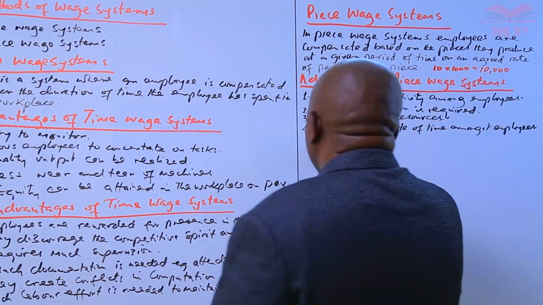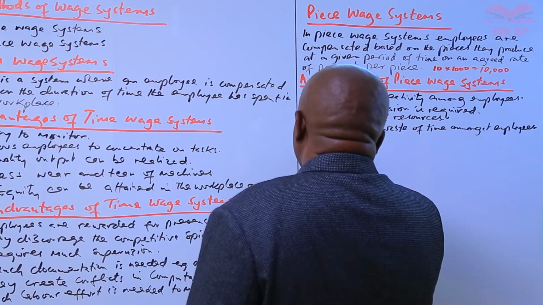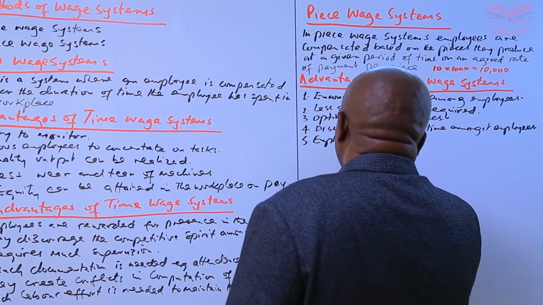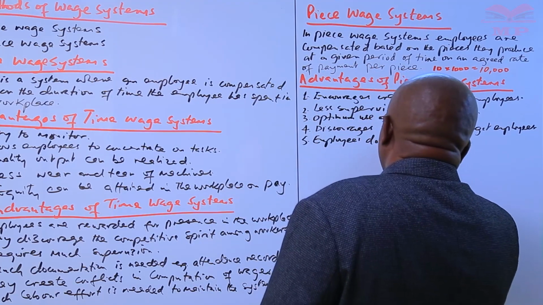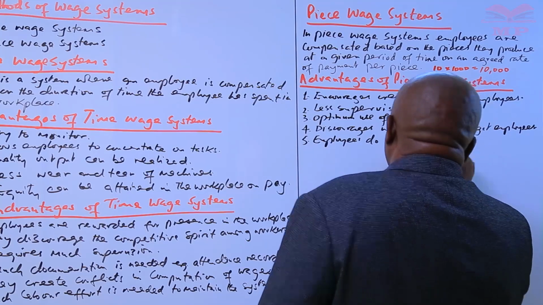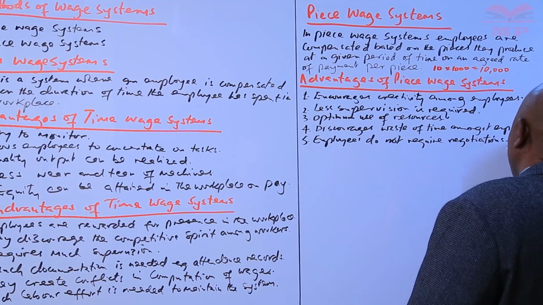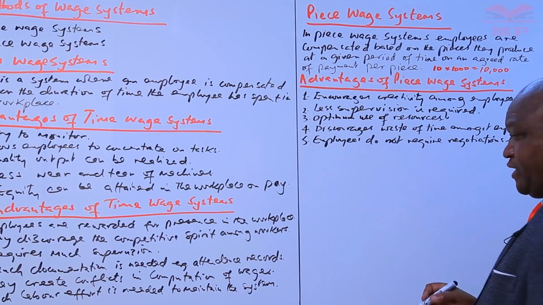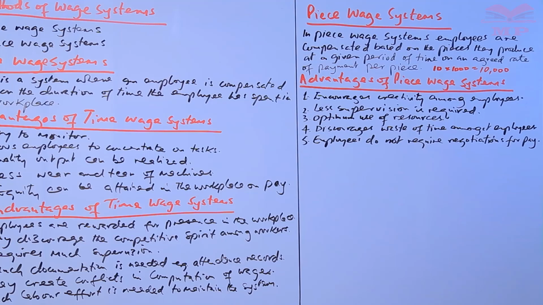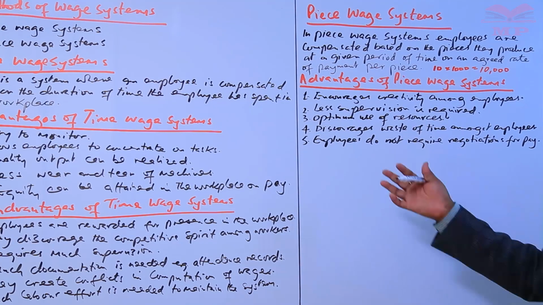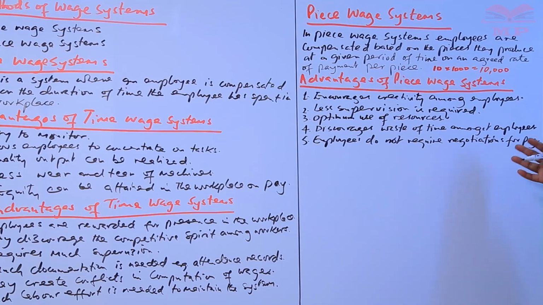Then number five, employees do not require negotiations for pay. So the issue here is you are supposed to be able to produce an item and you are paid. So basically that becomes now your benchmark. So employees do not need to negotiate for payments in relation to what they need to get. You basically give your input, you earn your return, and you get your money and so on.